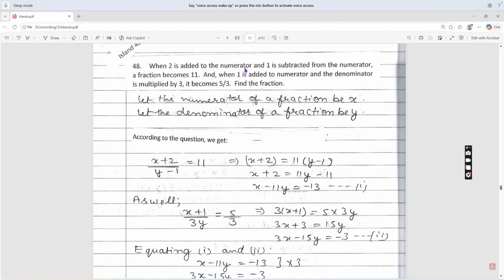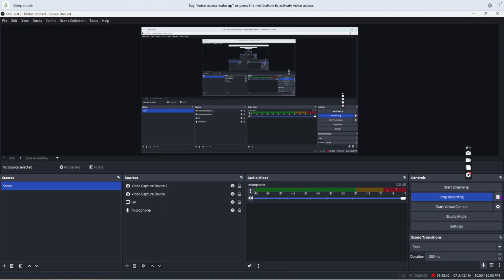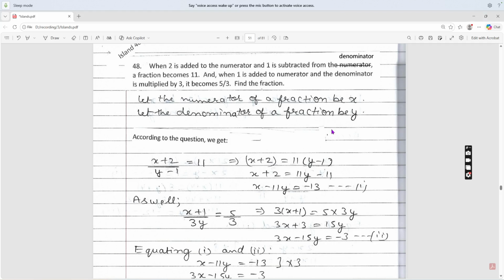Okay, next. When 2 is added to the numerator and 1 is subtracted from the denominator, a fraction becomes 11. Just see, 2 is added to the numerator and 1 is subtracted from the denominator. It is clearly mentioned. In the numerator, we are going to add 2, and in the denominator, we are going to subtract 1, and the fraction becomes 1. This time the ratio is not given, so it is 11.